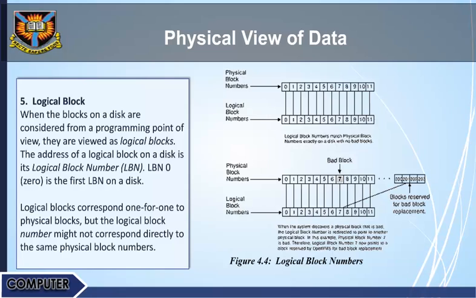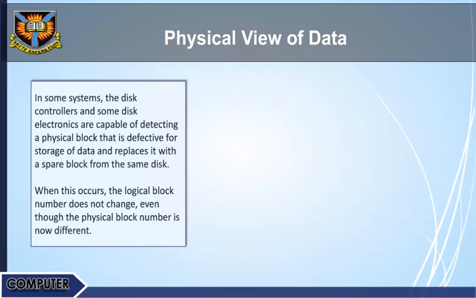In some systems, the disk controllers and some disk electronics are capable of detecting a physical block that is defective for storage of data and replacing it with a spare block from the same disk. When this occurs, the logical block number does not change even though the physical block number is now different.